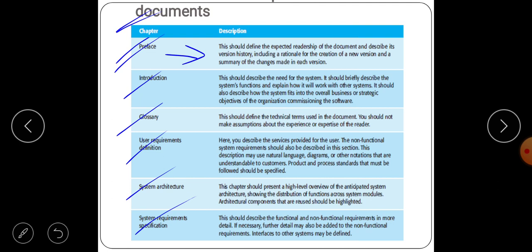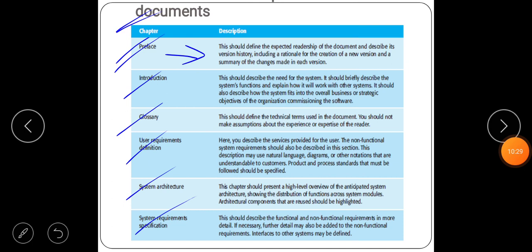Here this should define the expected relationship of the document and describe its version history, indicating a rationale for the creation of a new version, which means it is going to lead to the creation of the new version, and a summary of the changes made in each version. This is the preface.